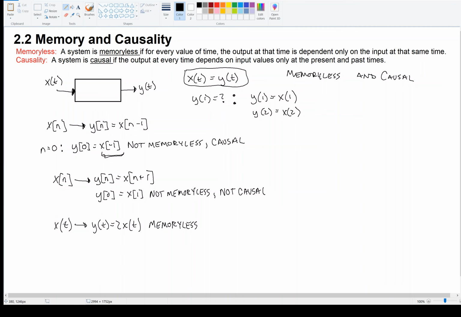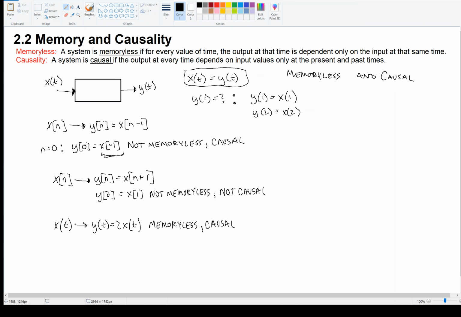And the last example was an amplifier, or a proportional block, of 2. So the output is twice the input. Is that causal? Yes, because the output at time t depends only on the input at time t, the present time, not the future. So this is causal.